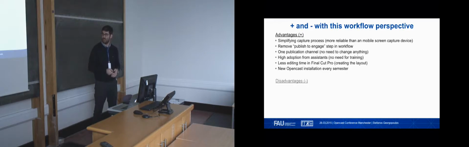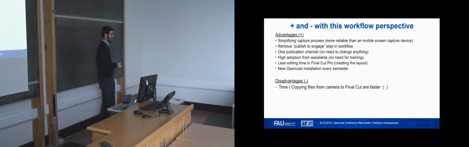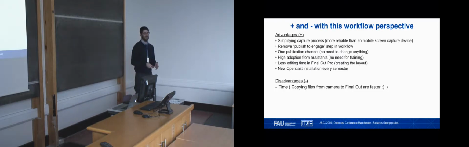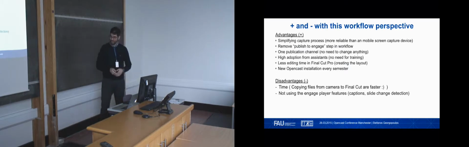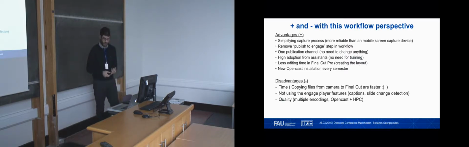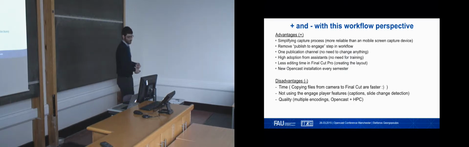The disadvantages. Time, of course. If you copy raw files from the mobile camera directly to Final Cut Pro, of course it's faster than waiting for Matterhorn to edit these files. We are not using the Engage Player features like captions and slide change detection and other stuff. And quality, of course. We have multiple encodings. We have Opencast encodings, and we also have our high performance computing department encodings.